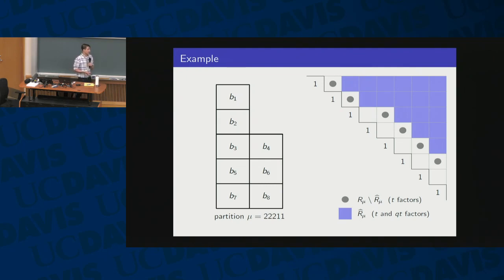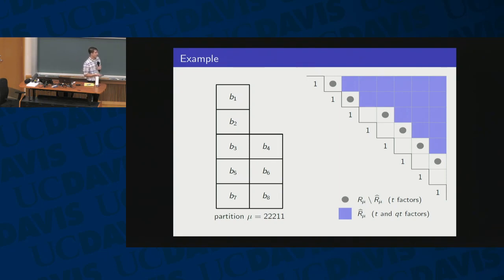Sticking with 2, 2, 2, 1, 1, we have these boxes, and then we fill in. The R mu hat will give the QT factors, and then really all of R mu gives the T factors, but I've drawn here R mu hat and just the filled in boxes, and then the difference between R mu and R mu hat is the filled in gray, or the gray dots here, okay? And it's pretty nice, this is already just constructed from the shape.